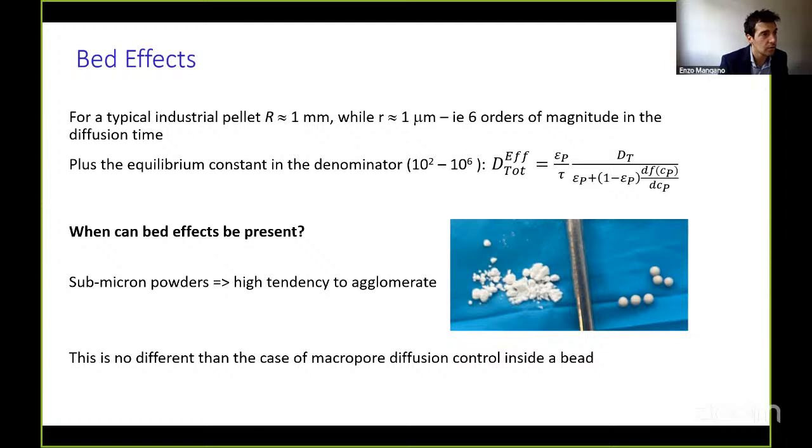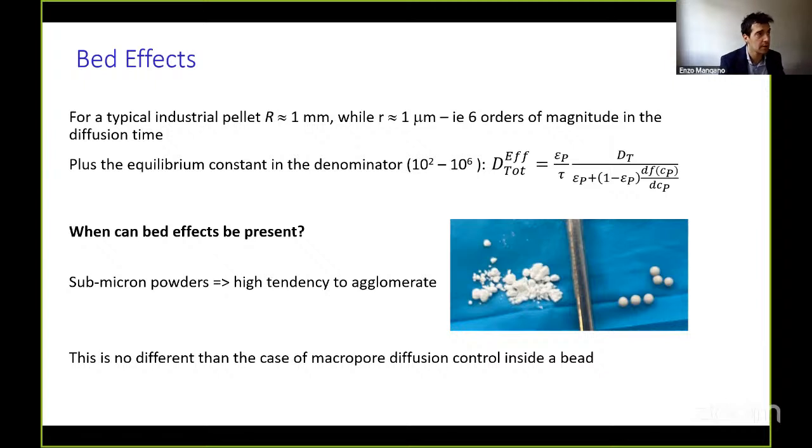Now, how the bed effect happens and how it relates to the macropore diffusivity. When you work with powders, especially powders below micron sizes, they have a tendency to agglomerate. Here I took a picture of some powders that we have in the lab. On the left, you can see that the powder that is supposed to be individual crystals tends to agglomerate into particulates of dimensions very similar to what you see on the right, which are essentially commercial beads. So from the gas point of view, even though there is no binder, you're essentially traveling through a network of macropores. In this case, the macropore is the space between the crystals. So this case is no different from the case of a macropore diffusion control.